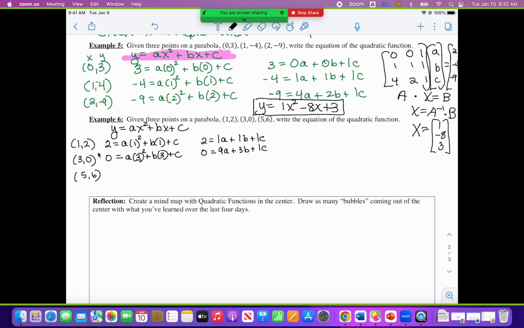Then we're going to use 5 comma 6. So I'm going to get 6 equals a times 5 squared plus b times 5 plus c. So that's 6 equals 25a plus 5b plus 1c. Now I'm going to pause a moment, and I want you to write your matrix equation. Let me point out on the board, this is the matrix equation. So as part of your work, you're going to need to show all of this. Okay, you'll need to show all of this.